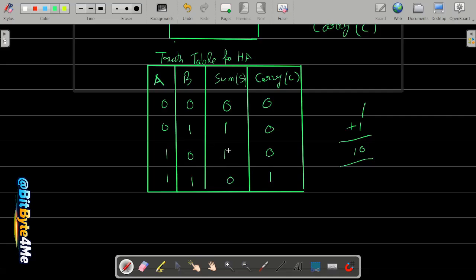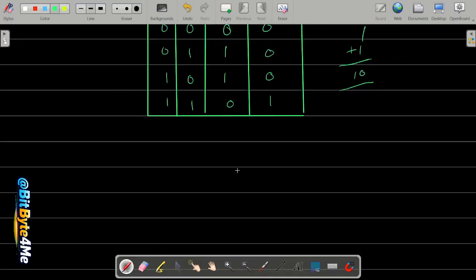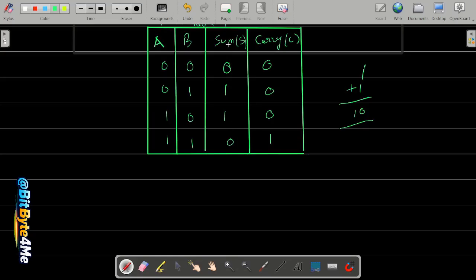Now we have to make equations for these sum and carry. So let's do it by using K-map. First we will do it for sum. We will draw a K-map for sum. Because for sum the inputs are A and B, so these are the two variables. So we will draw a two variable K-map. So simply let's draw a two variable K-map.